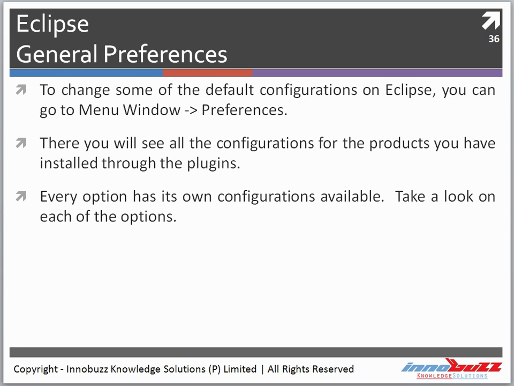If you want to change some of the default configurations on Eclipse, including the previously reviewed, then go to the Window menu, the Preferences option. Here you have all the general options of Eclipse.